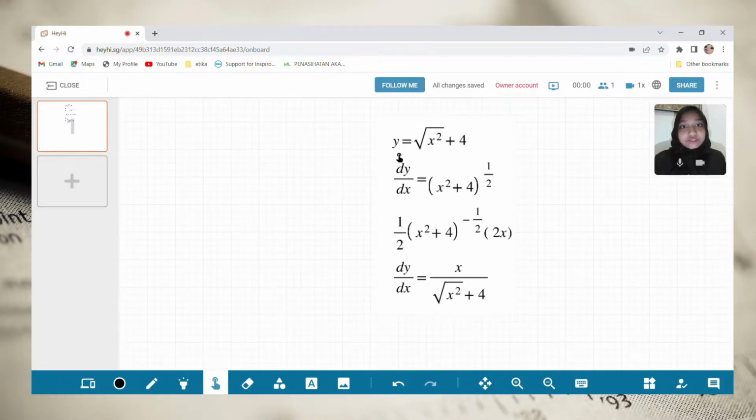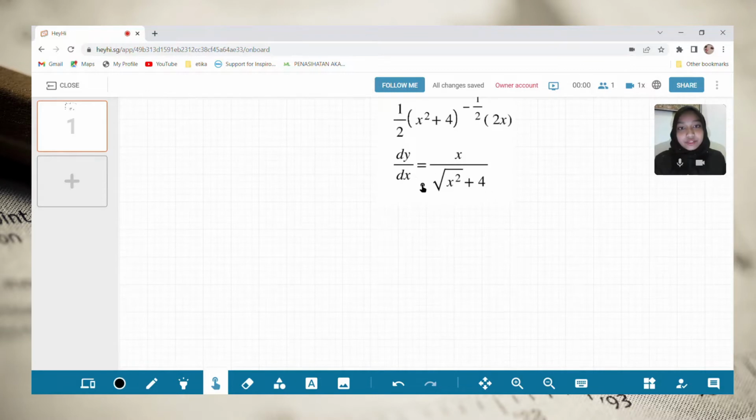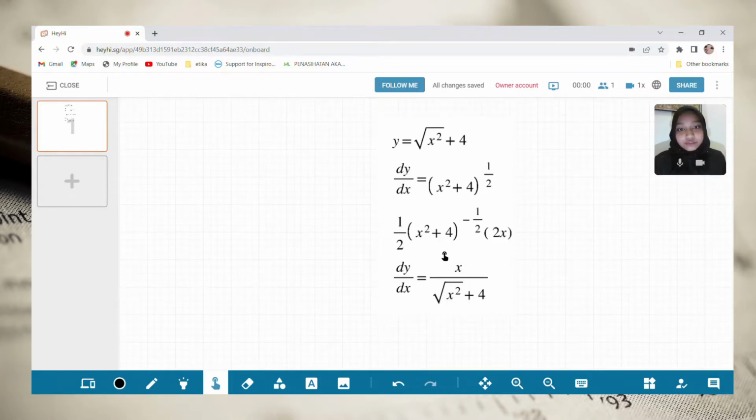So first, we get the equation y equals the square root of x power 2 plus 4. Then we differentiate it, it becomes dy over dx equals open bracket x power 2 plus 4 close the bracket power 1 over 2. Then 1 over 2 open bracket x power 2 plus 4 close the bracket power negative 1 over 2, and then open bracket 2x close the bracket. So the last answer we get is dy over dx equals x over the square root of x power 2 plus 4.